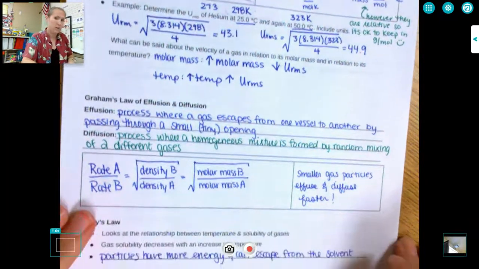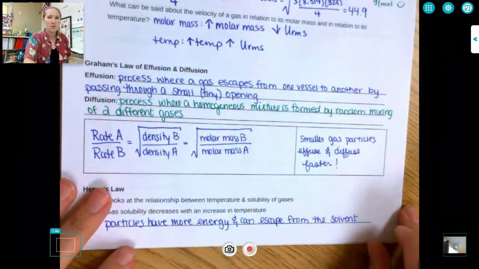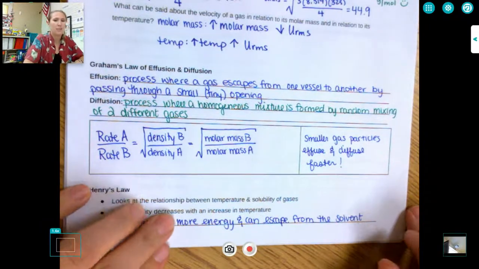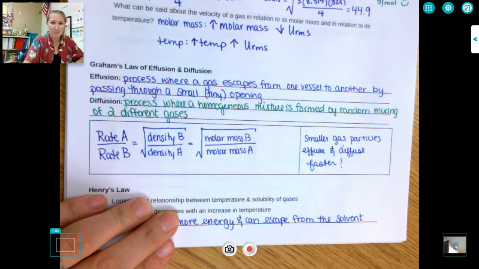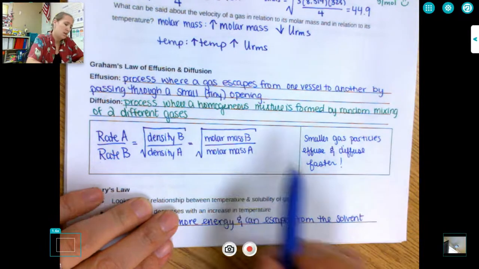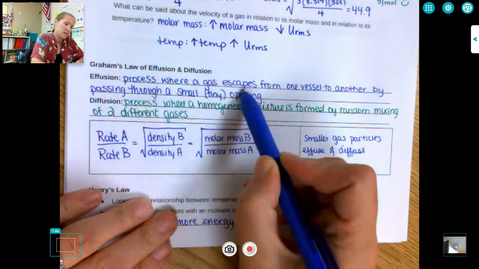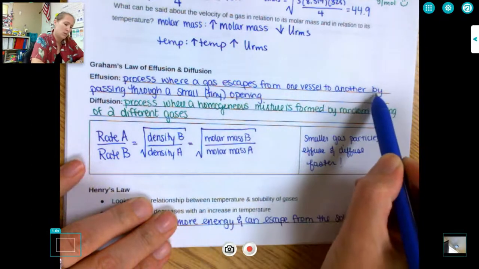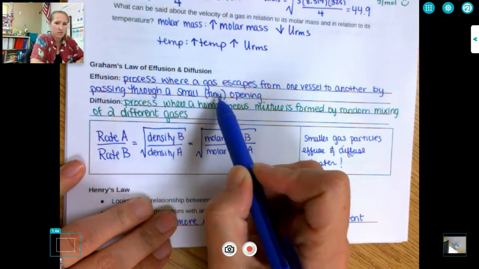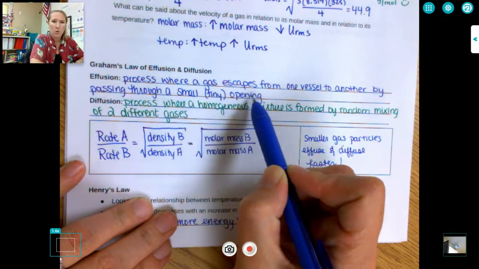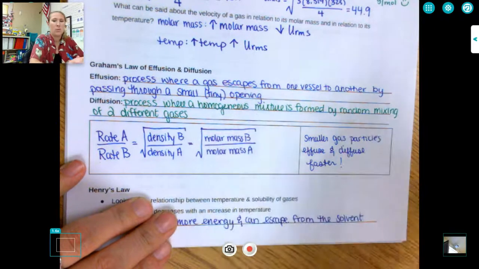All right, 2 more laws, and then we're done. Keep hanging in there. So we've got Graham's law of effusion and diffusion, and we need to know what those terms mean. They're similar but different. So effusion is a process where gas escapes from one vessel to another by passing through a small, read tiny, opening. Okay, so it goes from one area to another.